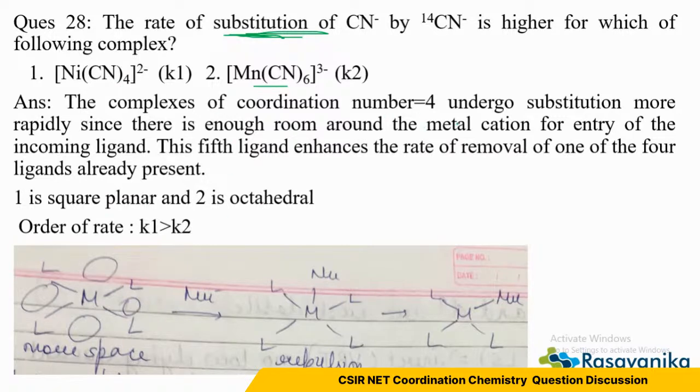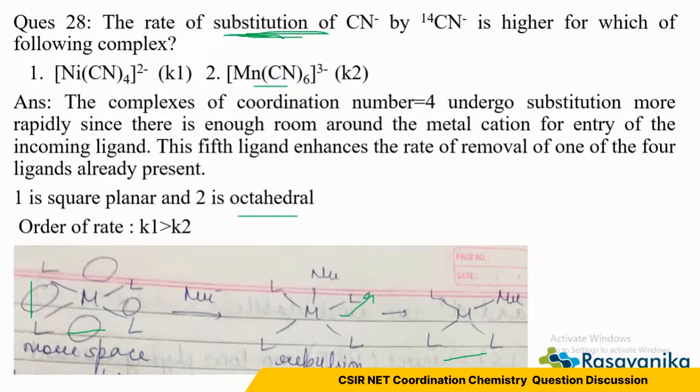The complexes of coordination number 4 undergo substitution more rapidly since there is enough room around the metal cation for entry of the incoming ligand, right? Space is there. You can see in between there is a lot of space here, right? The fifth ligand enhances the rate of removal of one of the 4 ligands already present, right? Now, if you add a nucleophile it can come here. Now there will be a repulsion and it will facilitate the removal of one of these. Any of these can go. So this will be a substituted complex, right? So one is square planar and 2 is octahedral.